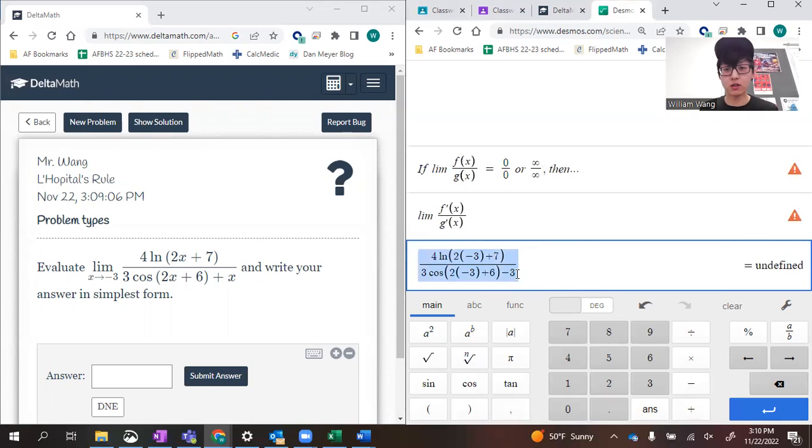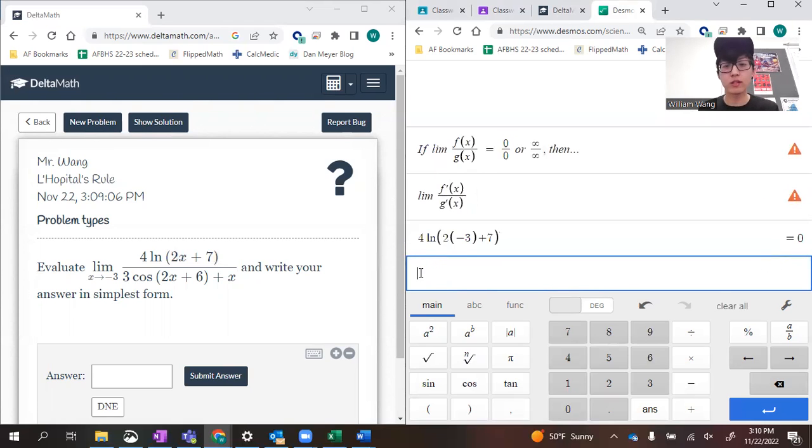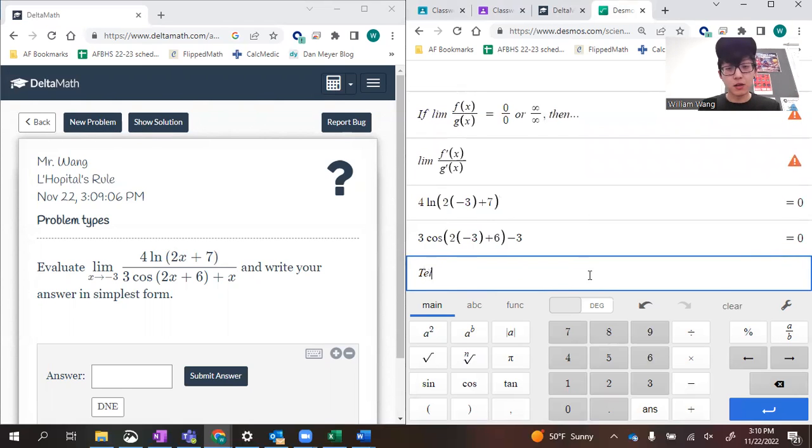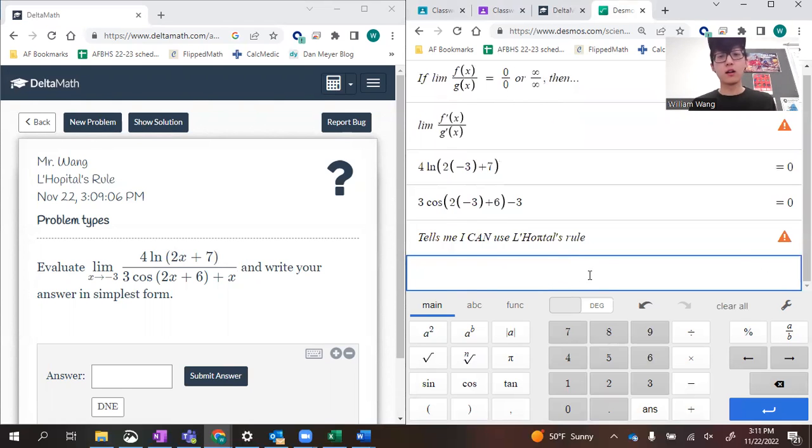Here, let me actually show this step by step. The numerator is 0. The denominator is 0. Cool. So what does this tell me? This tells me I can, emphasis on can, use L'Hopital's rule. Right, so we're good. If I couldn't, you would just click DNE and that would be your final answer. However, in this case, I can use L'Hopital's rule.